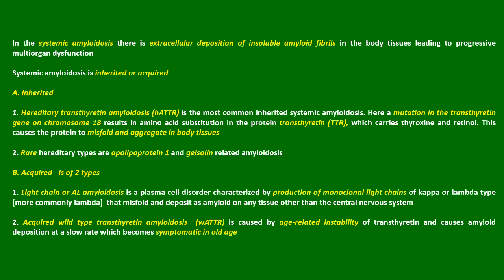Acquired amyloidosis is of two types. The first is light chain or AL amyloidosis, which is a plasma cell disorder characterized by production of monoclonal light chains of kappa or lambda type that misfold and deposit as amyloid on any tissue other than the central nervous system. And the second acquired type is acquired wild type transthyretin amyloidosis, which is caused by age-related instability of transthyretin and causes amyloid deposition at a slow rate, which becomes symptomatic in old age.